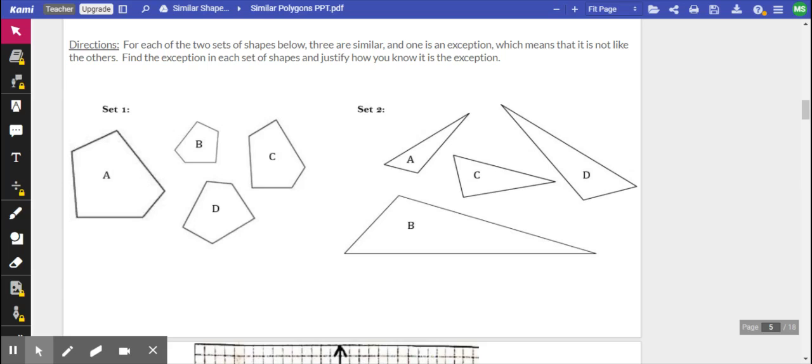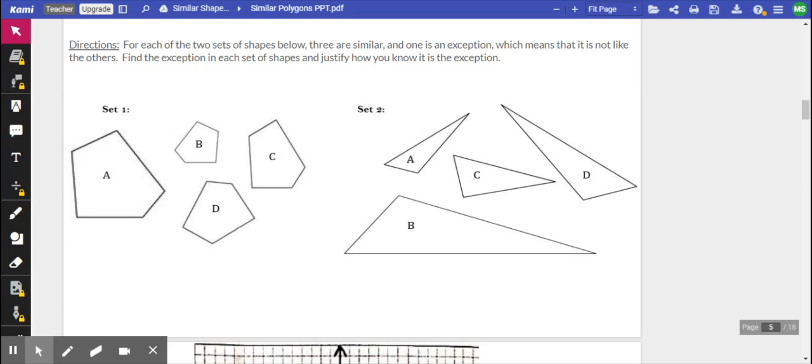In the two sets of shapes we see in front of us, you are looking at 3 out of the 4 that are similar in some way to the other shapes, and you're trying to find the exception to the groups that we have in front of us. Now, you can make a case, since we don't have exact measurements for a lot of different shapes, but one easy one to point out is if you look in set number 2, you will see shape C seems to be the only one of those triangles that has a 90-degree angle.